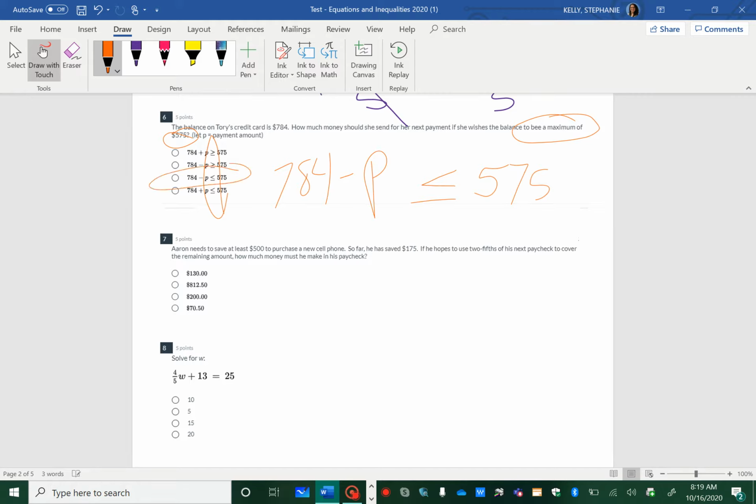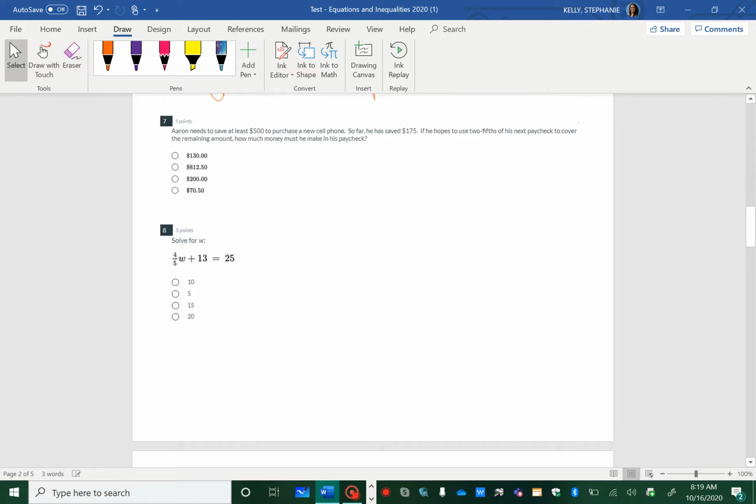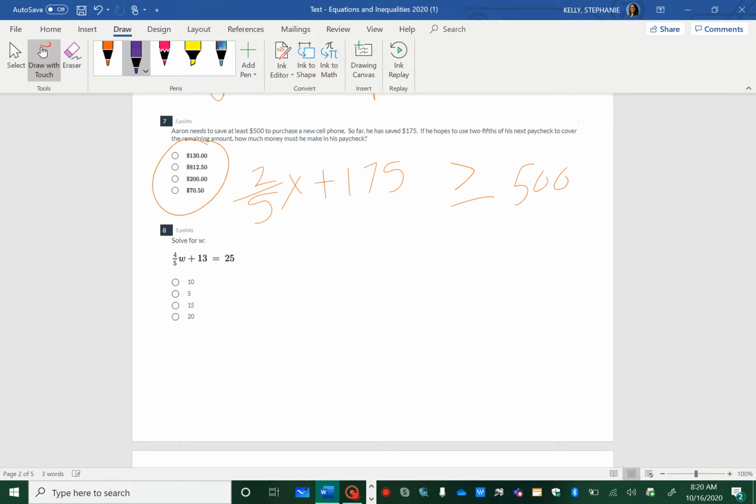Moving right along. He wants to save at least $500 to purchase a new cell phone. So far, he's saved $175. If he hopes to save 2/5 of his next paycheck, how much money must he make in his paycheck? Right? So I know this phone is $500. Okay, so can he save more than that? Absolutely. So now look, they're actually wanting me to solve it. So here I go, minus 175.